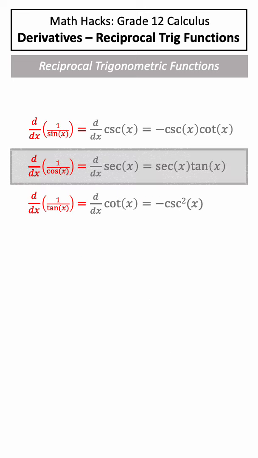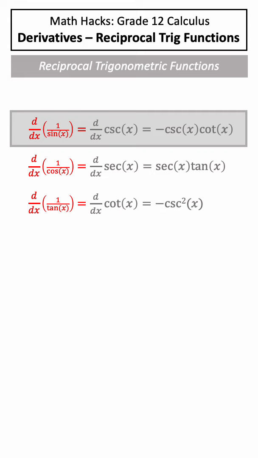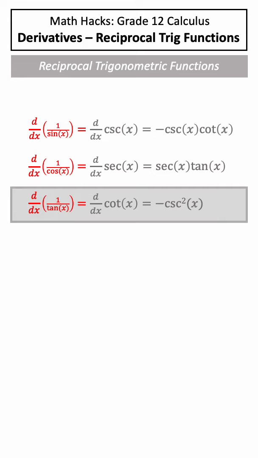tangent of x. I showed how to derive the secant of x, but very similar steps can be used to calculate the derivative of cosecant of x. Cotangent of x is a bit trickier as it also uses the quotient rule, but try it for yourself.